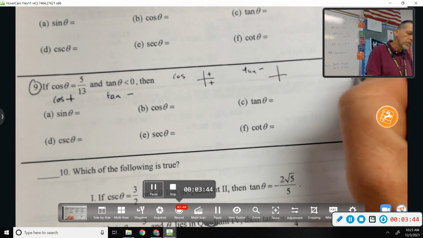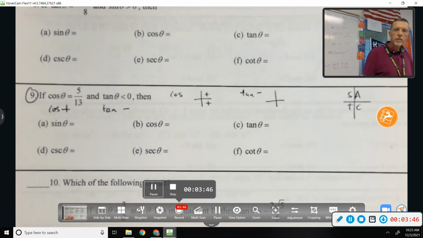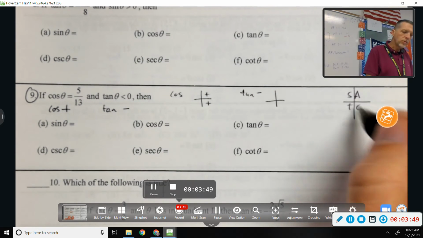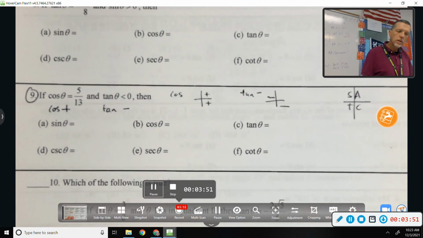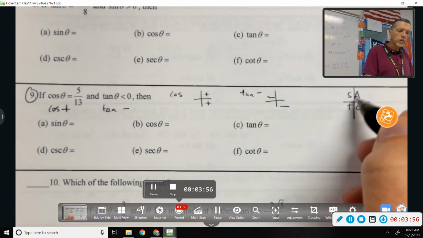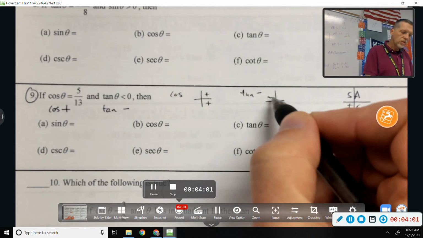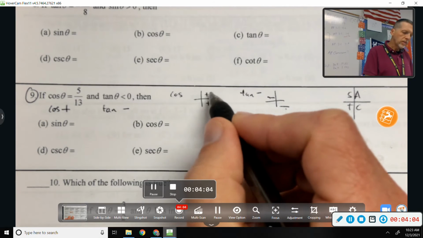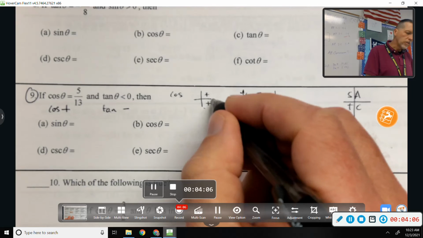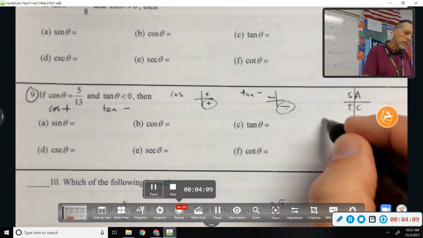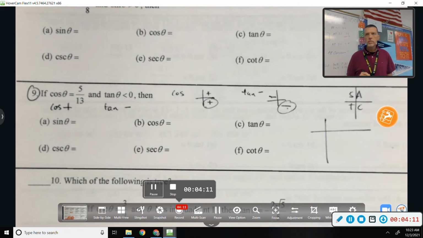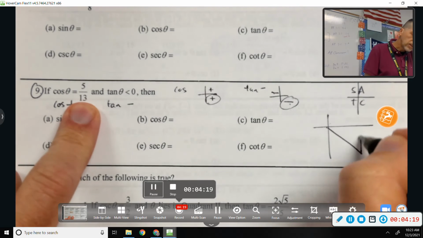If you do the all students take calculus thing, maybe that helps. Tangent is negative in 2 and 4. Tangent is positive in 1 and 3, negative in 2 and 4. So tangent's negative in 2 and 4, cosine's positive in 1 and 4. So the overlap there would be in quadrant 4. In quadrant 4, cosine's positive, tangent's negative. So I know my angle's in quadrant 4.